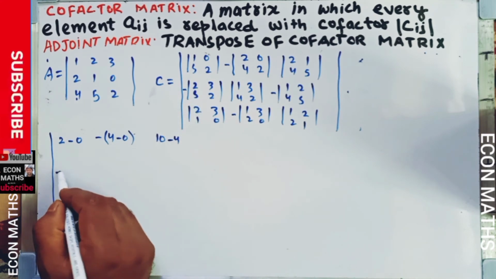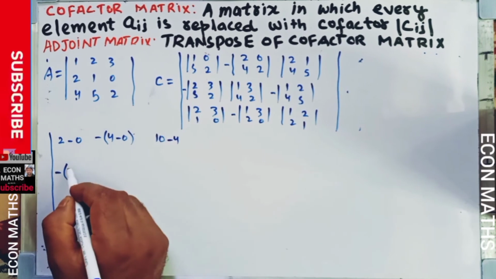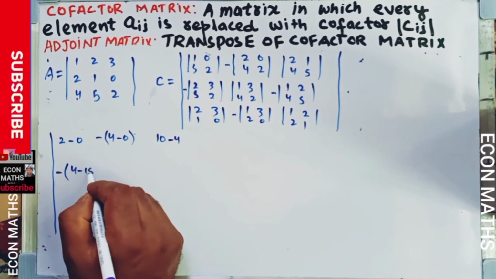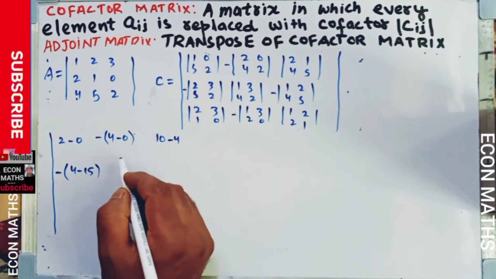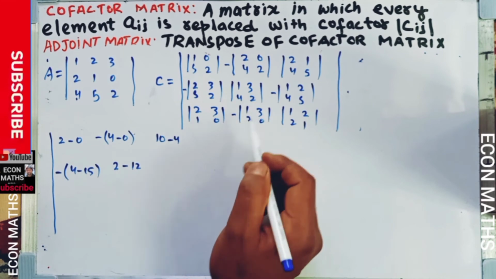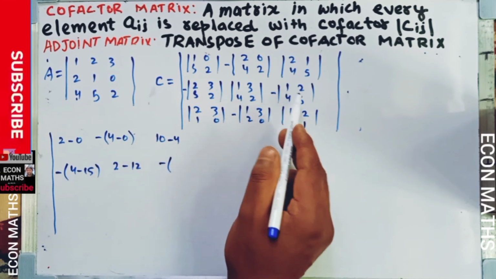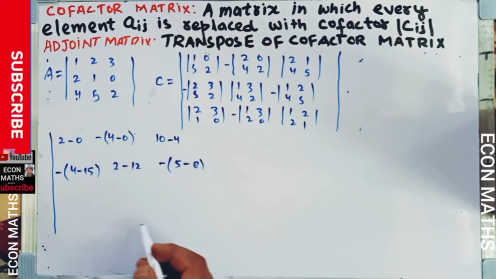Similarly here the sign is minus because of the law of the cofactors. Here 2 2s are 4, 4 minus 5 3s are 15. Similarly here the element will be 2 1s are 2, minus 4 3s are 12. Here we have the minus. Now 1 5s are 5, minus 4 2s are 8.